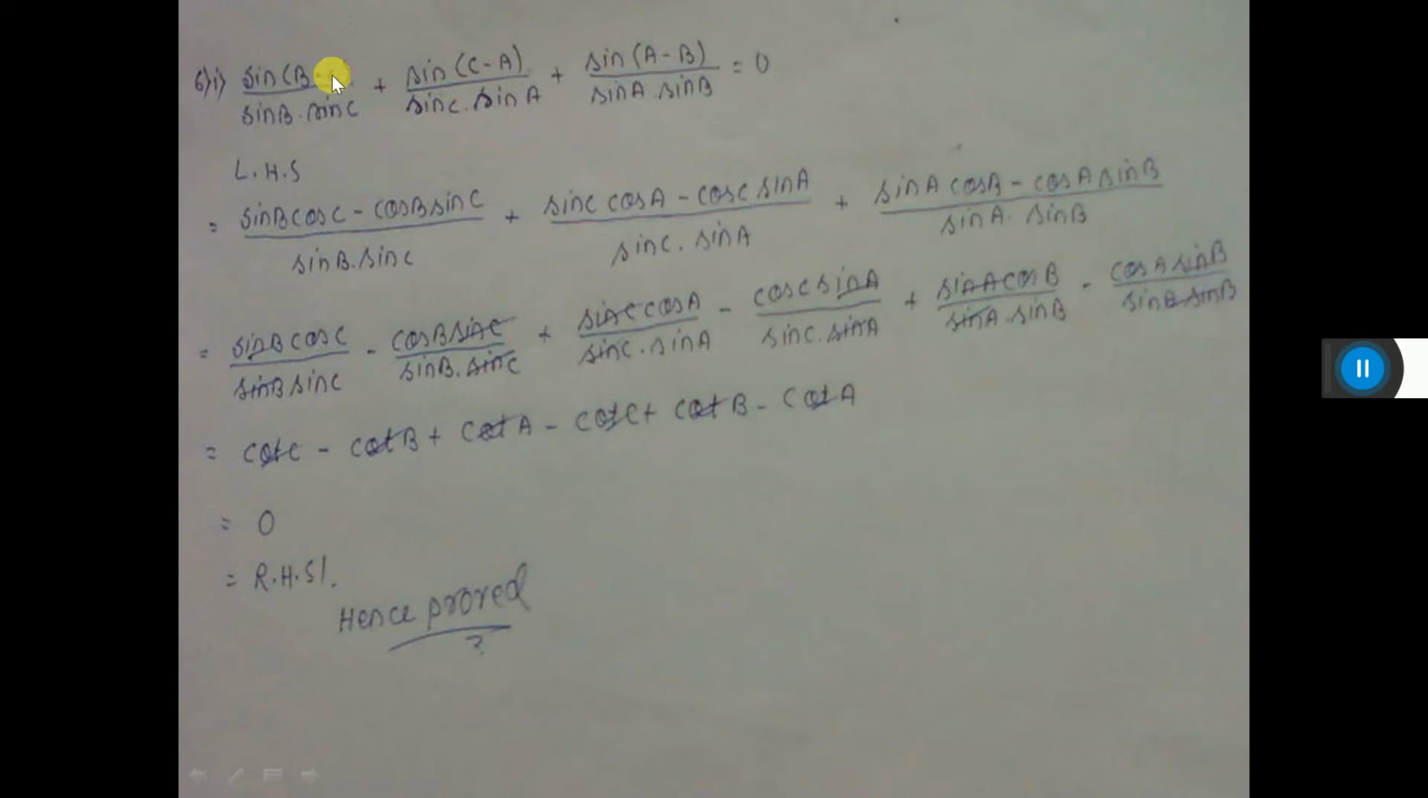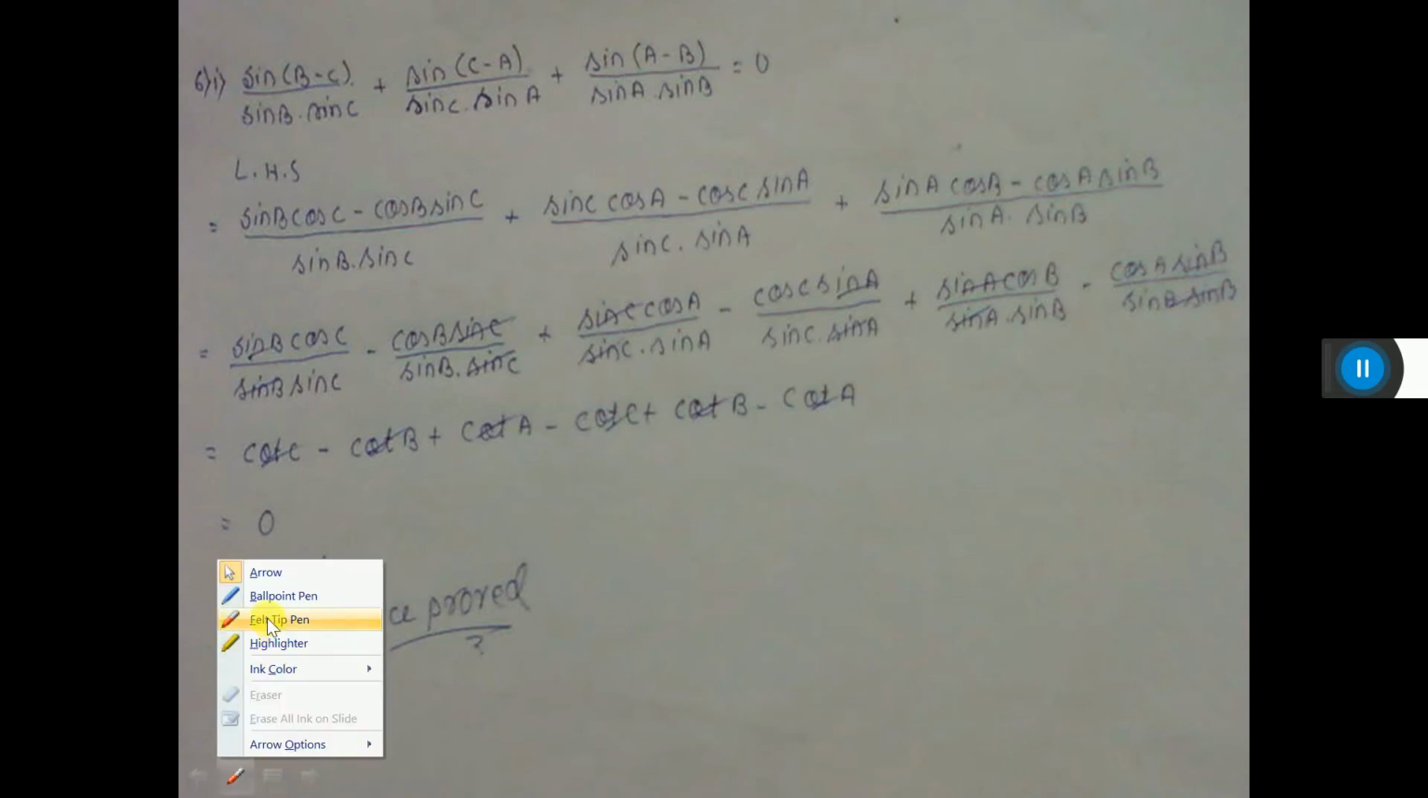Here A is B and B is C. Similarly here, sin(A minus B) is sin A cos B minus cos A sin B. Similarly here also, break it down in that way using the sin(A minus B) formula. Now do this by this.